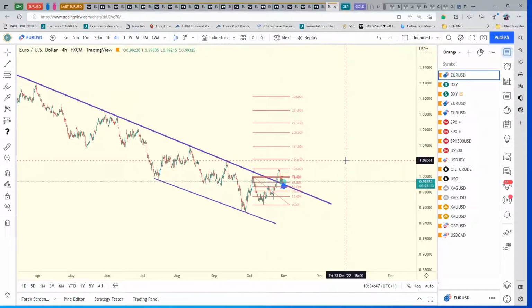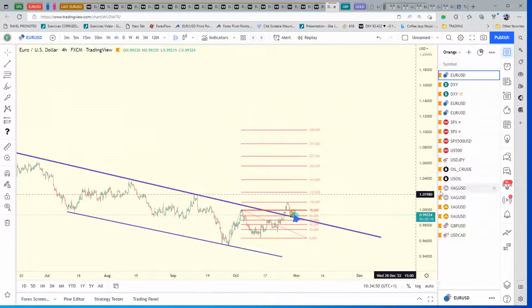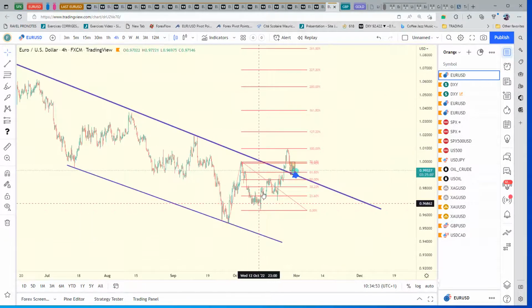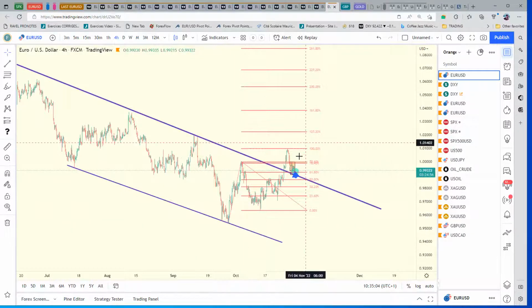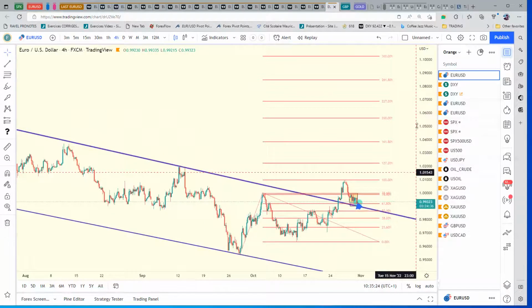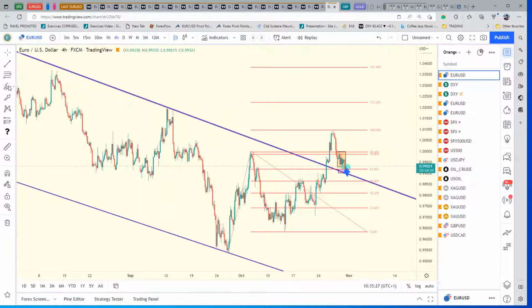The other thing which is important to notice here is that ABC up that we have there. And this is valid as long as we keep this low here, the low of that ABC. The ABC is usually offering a one-to-one extension, which is this move, and the one-to-one extension is there. Then the next levels are the 127.20 extension, and the 161.8 extension, up to the 200% extension. So those are the levels we are looking at from a general point of view.